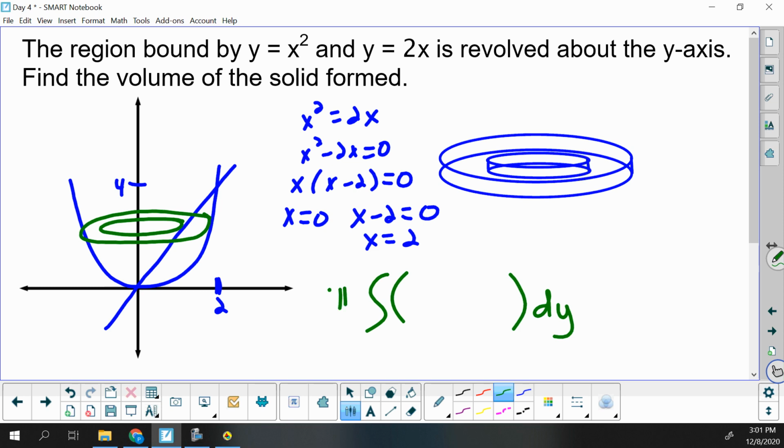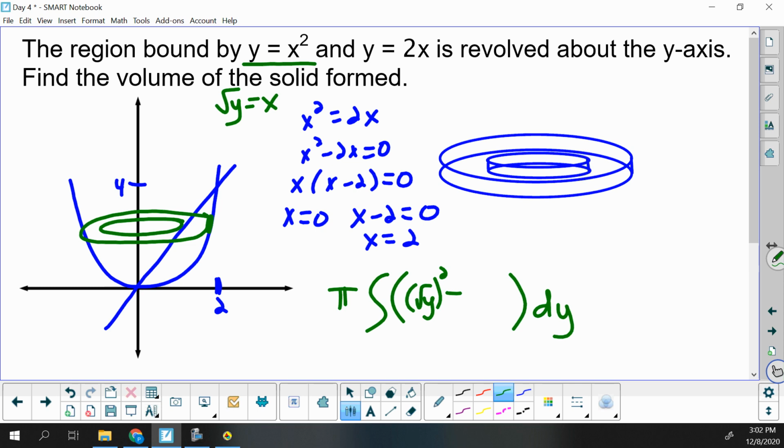We'll have our pi out front. And because we've got that hole in the middle, that's why we know we're going to do our washer method. So we have the pi, and we'll do our radius squared for the outer minus radius squared for the inner. Because we're dy, though, we need to make sure we're in terms of y's. So our function that is further away from what we're rotating around is x squared. But we've got to take y equals x squared and get x by itself. So that would be x equals square root of y. So we'll have that squared to start out.